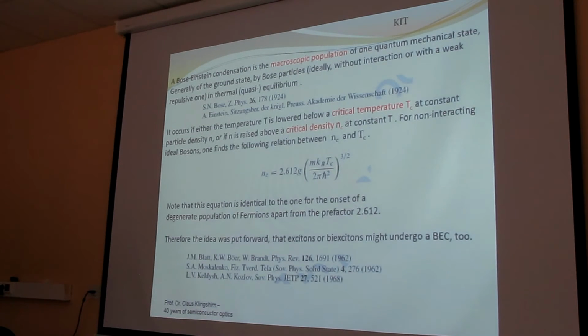The relation between critical temperature and density is given here, and excitons are much lighter than, for example, rubidium atoms, and the density can be increased by optical pumping. So people expected it should be very easy to observe a Bose-Einstein condensation of excitons in semiconductors.